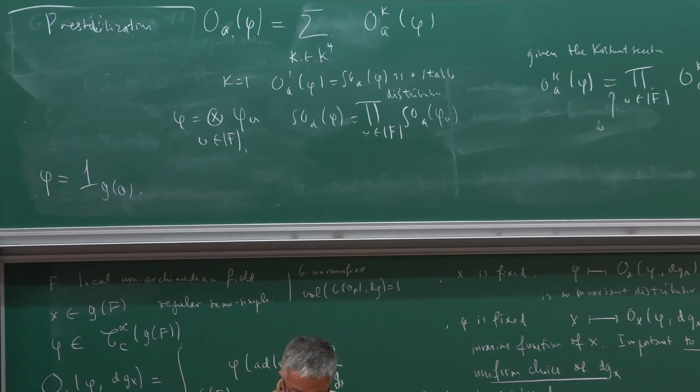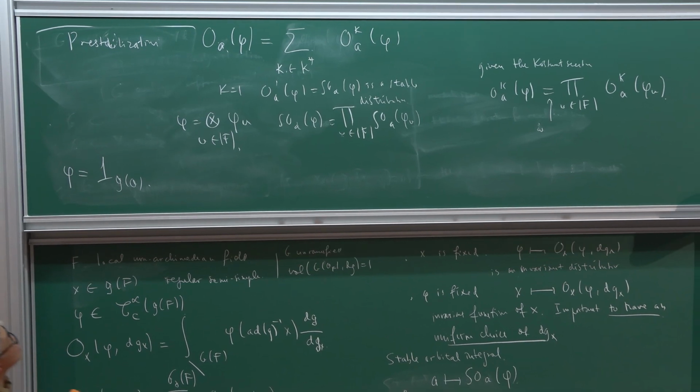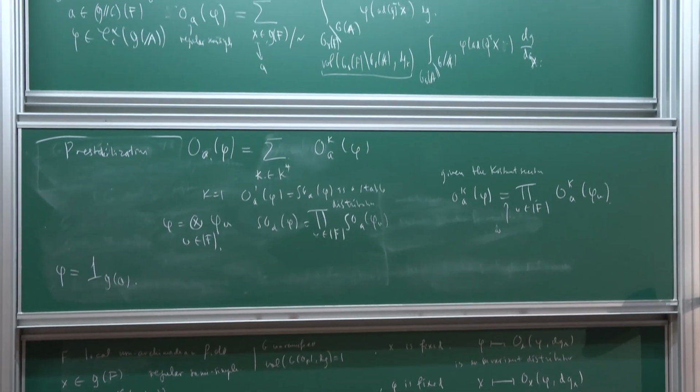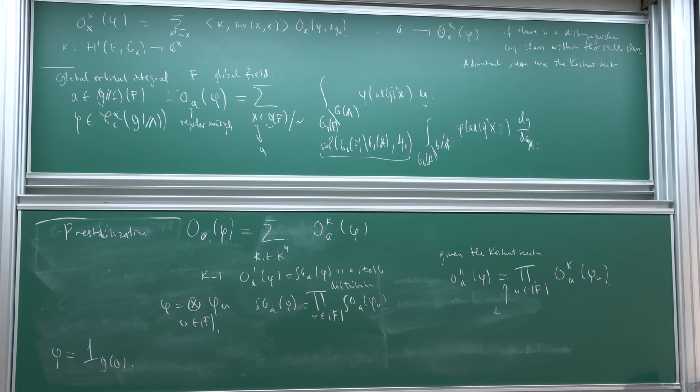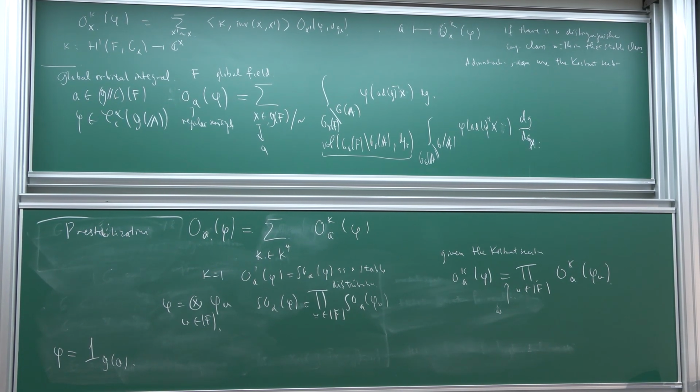And one of the first observations to be made is that stable orbital integrals are more accessible to geometrization.